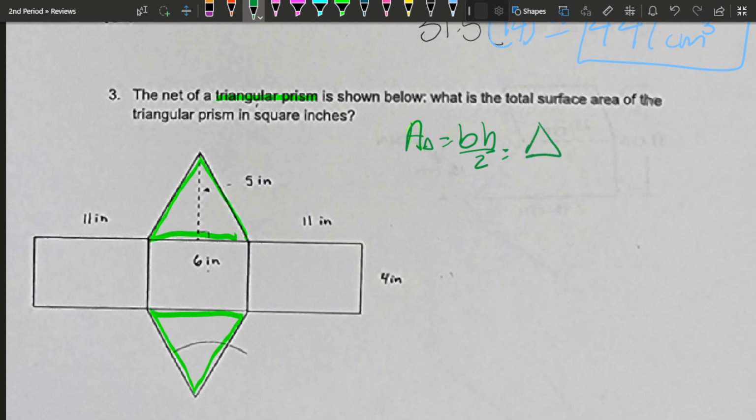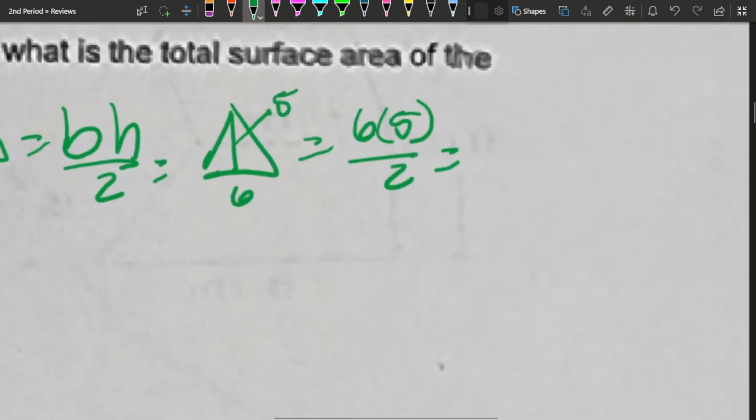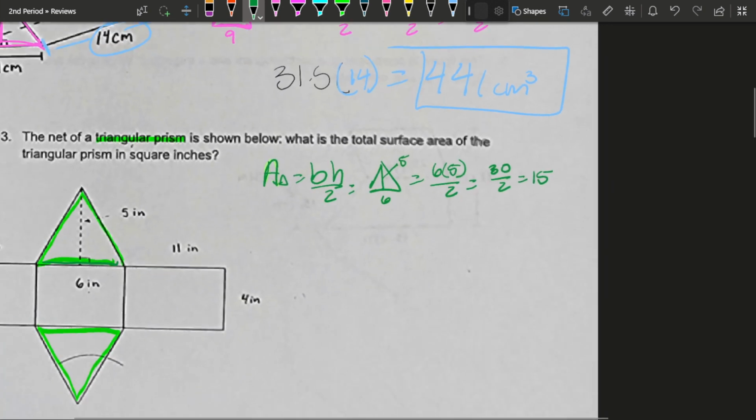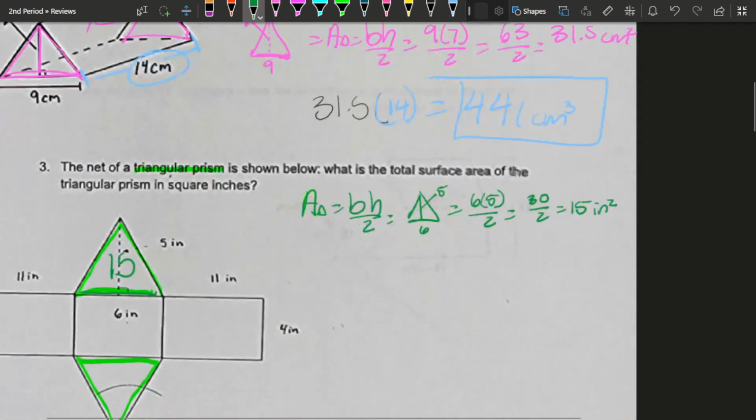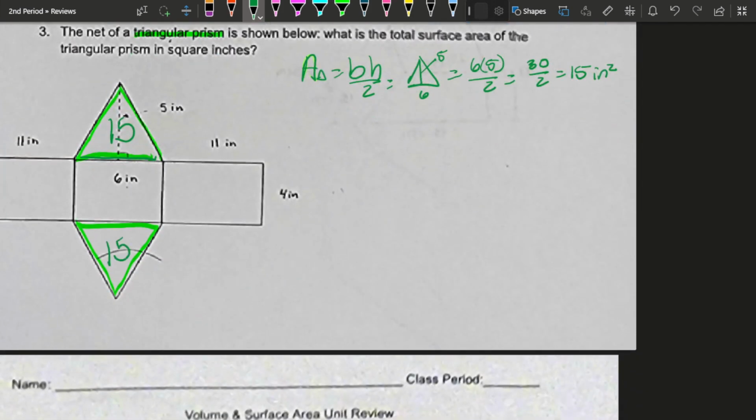So I'm going to draw this right here. What is the base? How wide is it? Right here, 6. And the height? 5. So base times height, this is 6 times 5 divided by 2. What's 6 times 5? 30. And half of 30 is 15. And this is what? Inches squared. So I can put a big 15 right here. And since the back of the tent is exactly like the front, that means that this is also 15. We just found the area for the triangle.